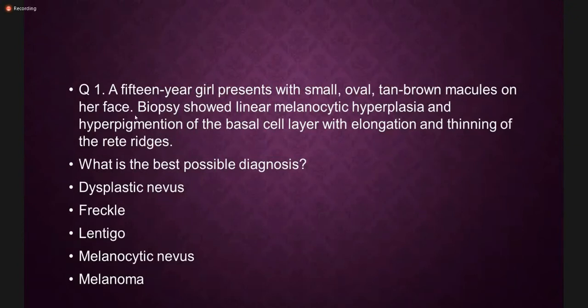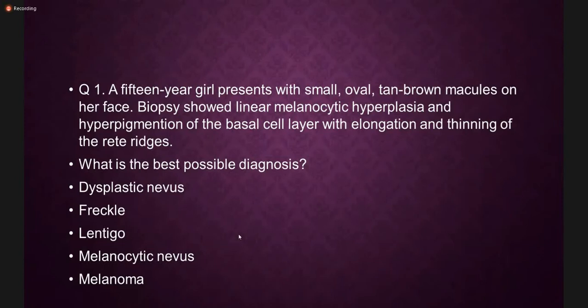So the first question is, a 15-year-old girl presents with small oval tan-brown macules on her face. Biopsy showed linear melanocytic hyperplasia. So remember the term hyperplasia when it comes, it's not freckles. And hyperpigmentation of the basal layer with elongation and thinning of the rete ridges. So what is the best possible diagnosis? It is a lentigo. As you can see, this is a classic picture of maybe a freckle, but however, there's melanocytic hyperplasia, which favors it to be a lentigo.